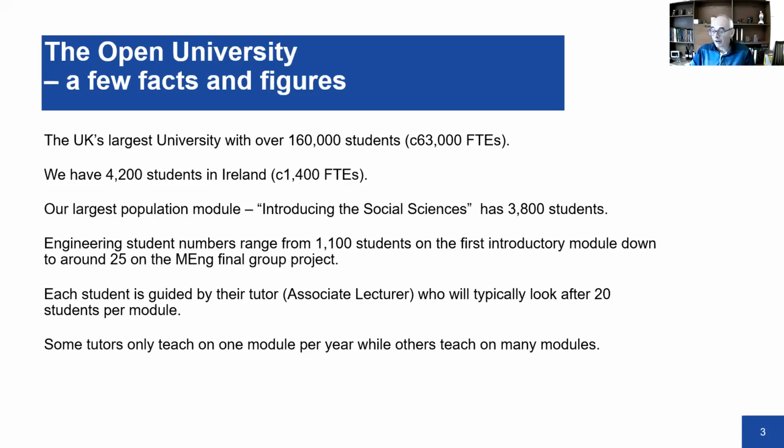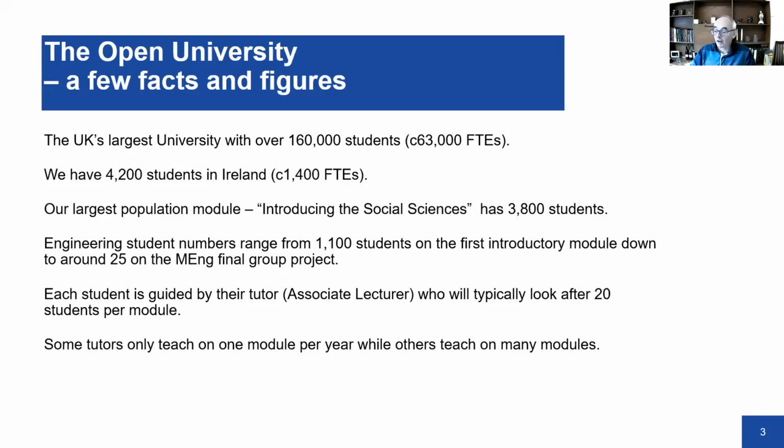To give you an idea of our student numbers, our largest module, Introducing the Social Sciences, has close on 4,000 students. And in engineering, numbers are somewhat more modest. Our biggest population module has about 1,100 students, and that drops down to around maybe 25 students on the Masters of Engineering final group project.